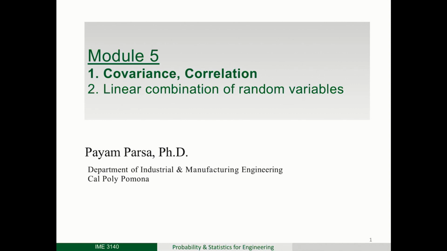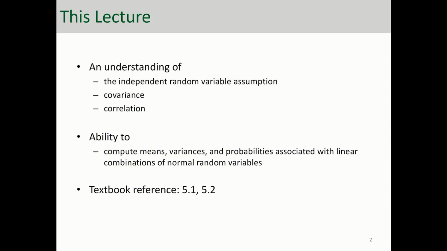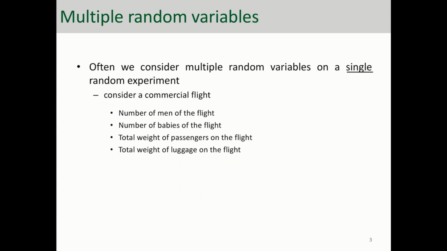Hello everyone. In this video, we're going to talk about two very important metrics, covariance and correlation. And what we're going to talk about is how to calculate covariance and correlation for two random variables and reflect on the concept of independency between random variables and how covariance and correlation would look like for two independent random variables. So consider that in any random experiment, you might be interested in multiple random variables.